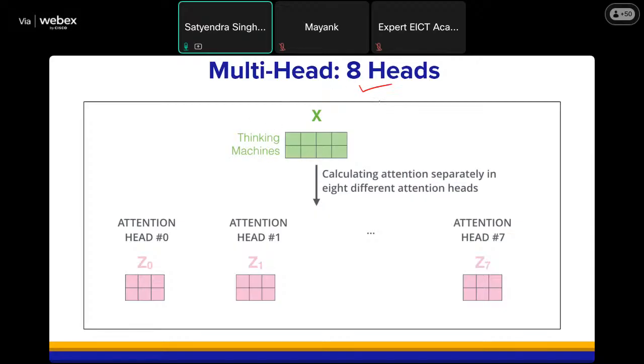In the research paper, they have shown eight heads. So if you have, let's say, eight heads, each head gives you one contextual embedding matrix. So you will get eight attention heads, and you will get eight contextual embedding matrices.